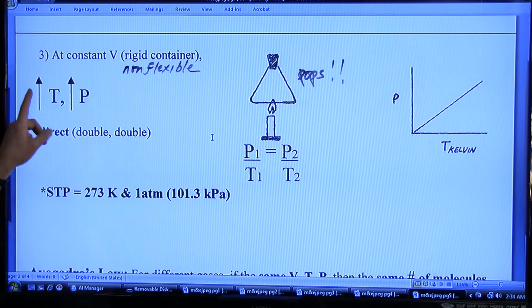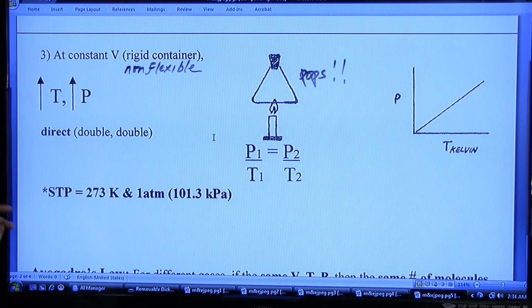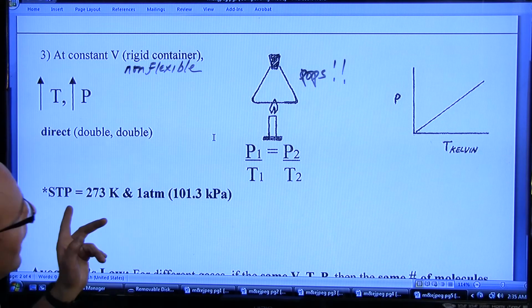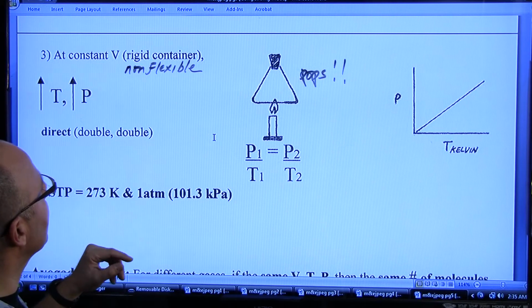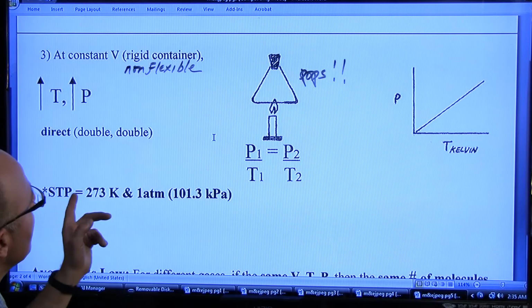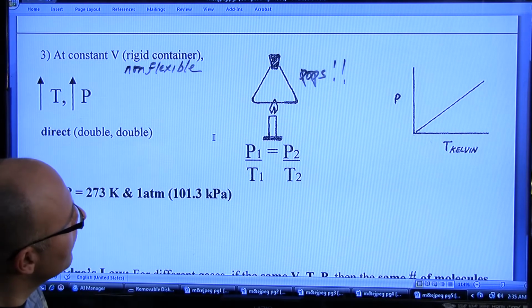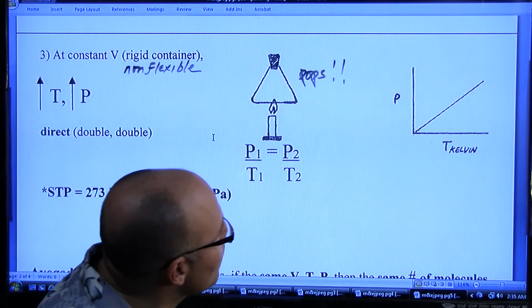Again, increase one, increase the other. Double one, double the other. Triple one, triple the other. Whatever you do to one, you do to the other. And that's what happens in a rigid container when you have constant volume. This is called Gay-Lussac's law. But again, that's not important.